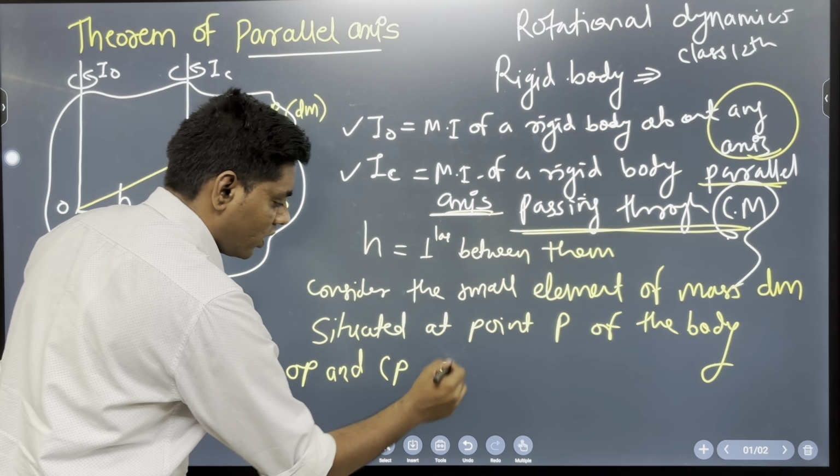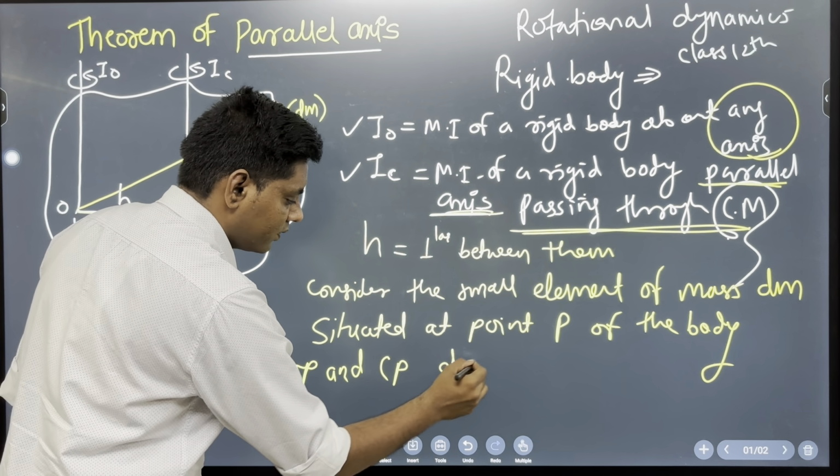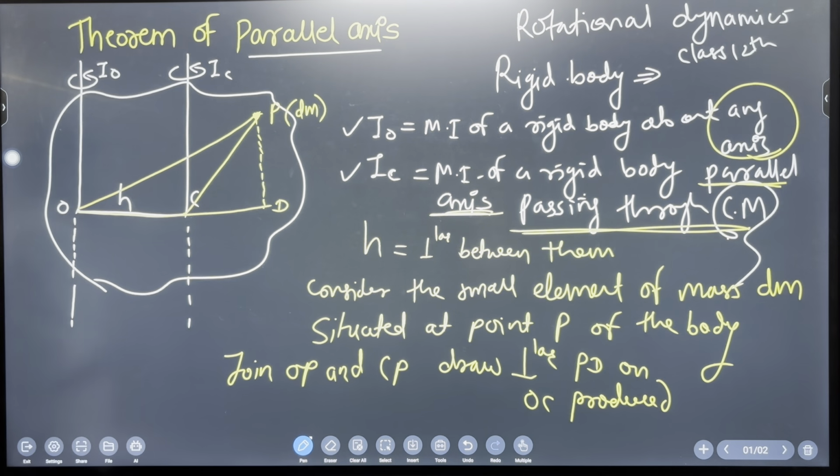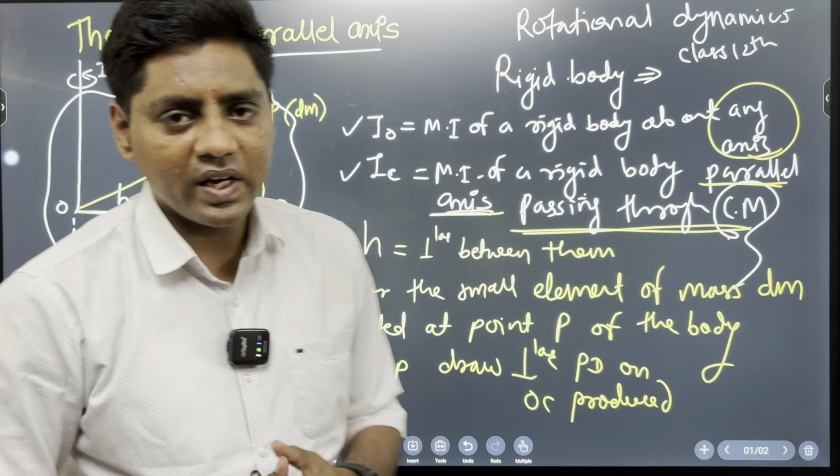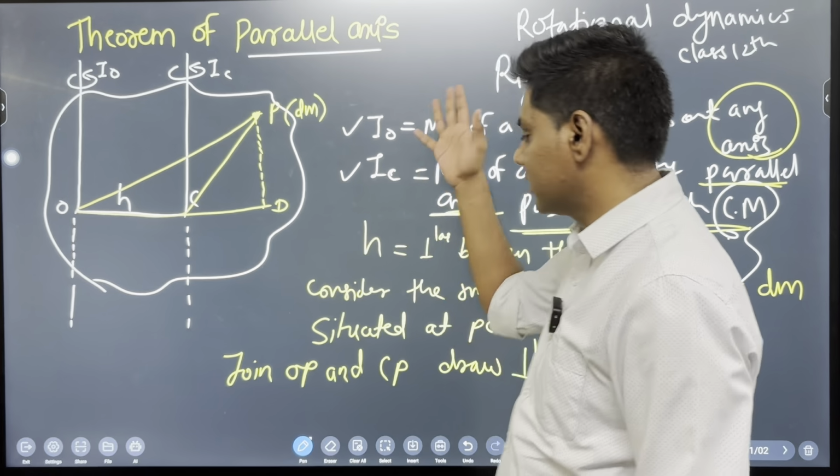So here we complete the diagram. We have completed the diagram of the rigid body. These are the most important observations. You have to remember them well. We will recap it once more.